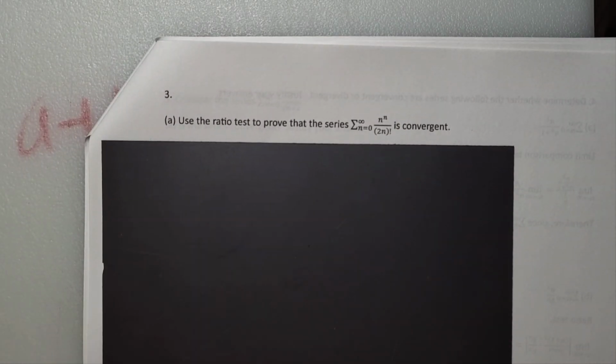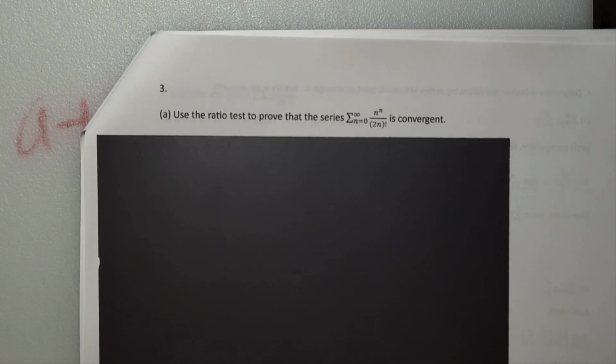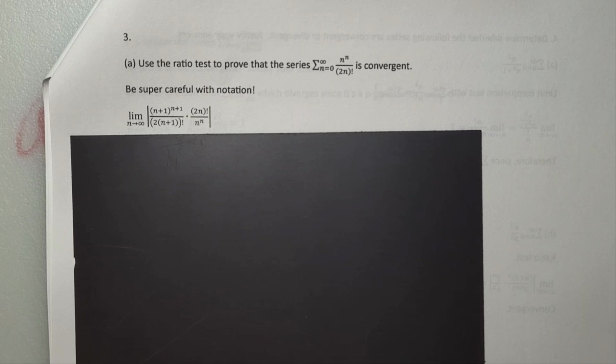Okay, this one just says use the ratio test to prove that this series is convergent. If they didn't say use the ratio test, I would have used the ratio test. Why? Well, there's a factorial. The ratio test is good at getting rid of factorials. Okay, so be super careful with your notation, is what I put.